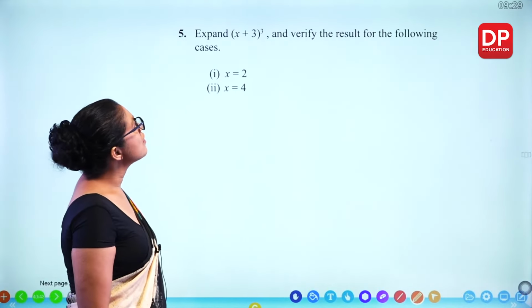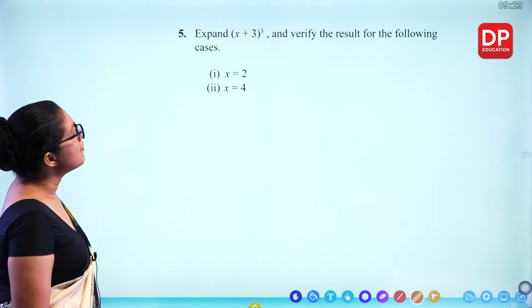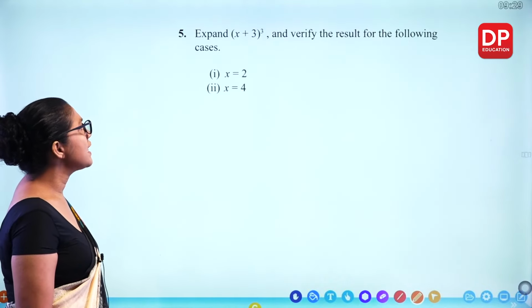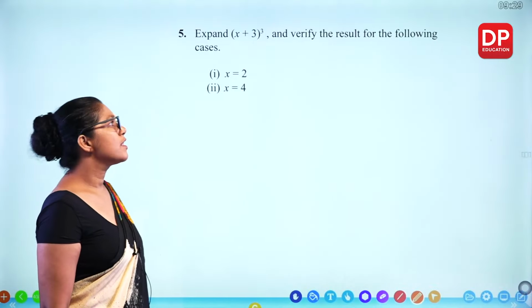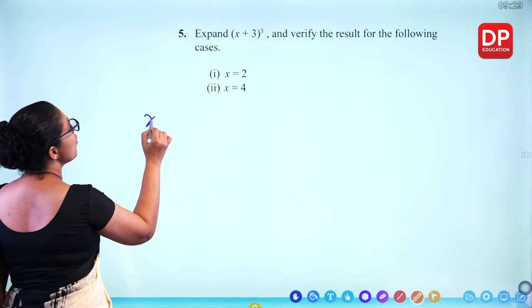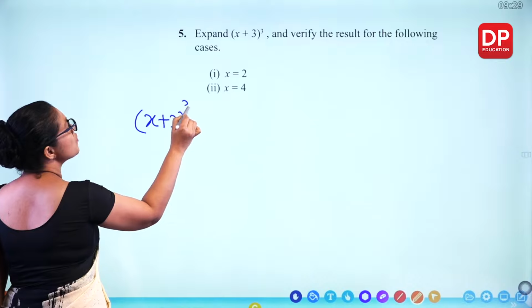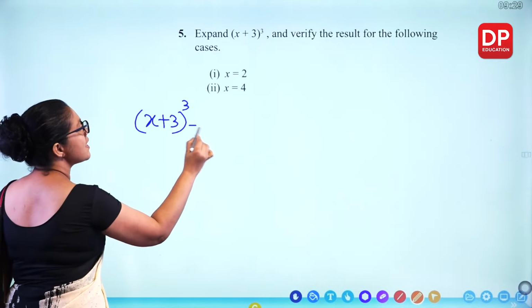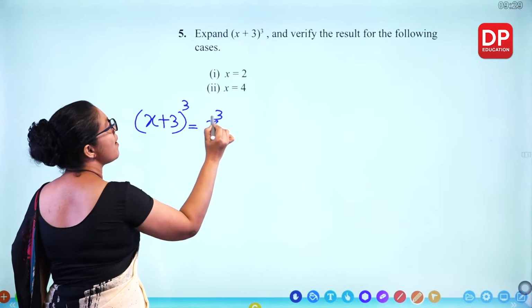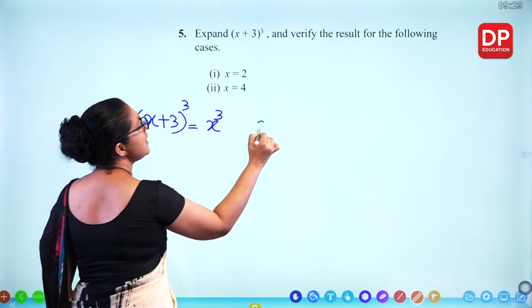Now look at question number 5. Expand power 3 and verify the results for the following cases when x equals 2 and x equals 4. So first thing, they want to expand this one. So what's the expansion again? Starting from power 3, the first term power reduces by 1. The second term is 3 or last term, starting from 1, it increases. And then all pluses, and make sure that you multiply this and this by 3.